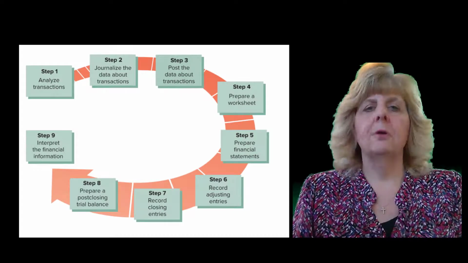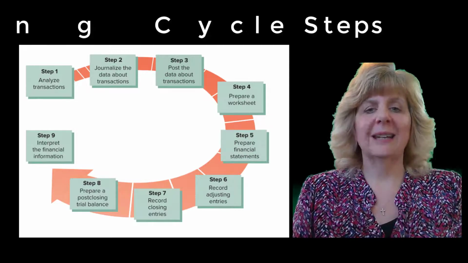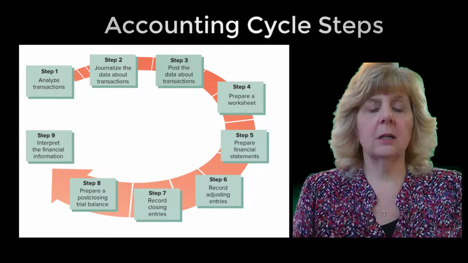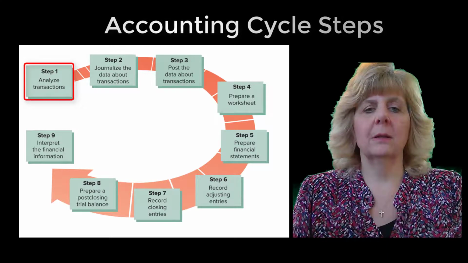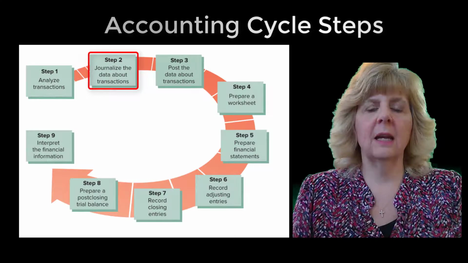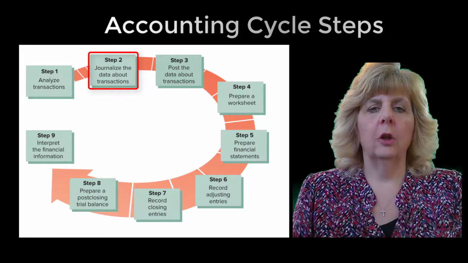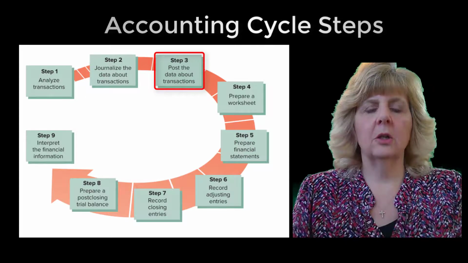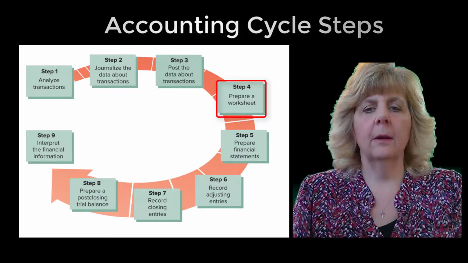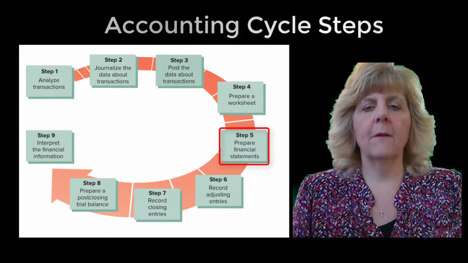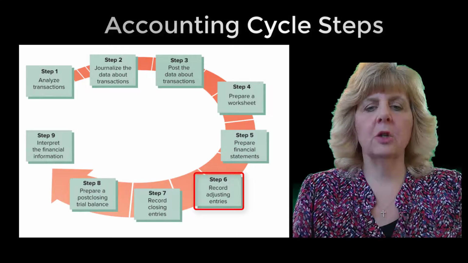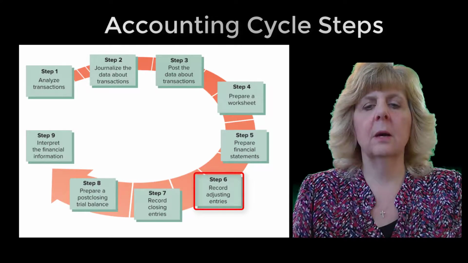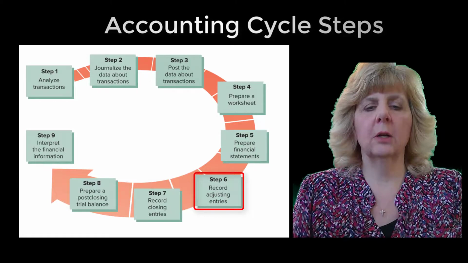Let's end this chapter with a review of the accounting cycle steps. You should be starting to commit this to memory. Step 1, we analyze transactions. Then we journalize the data into the general journal. Third, we post the data to the general ledger. Fourth, we prepare a worksheet. Fifth, we prepare formal financial statements. And sixth, we get the information from the adjustments into the accounting system by recording the adjusting journal entries.